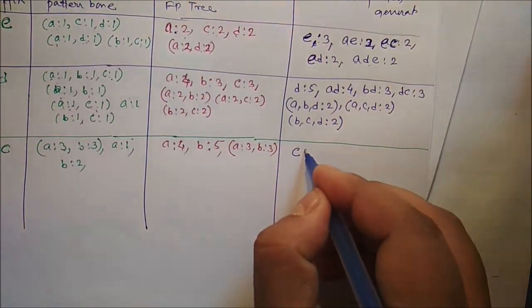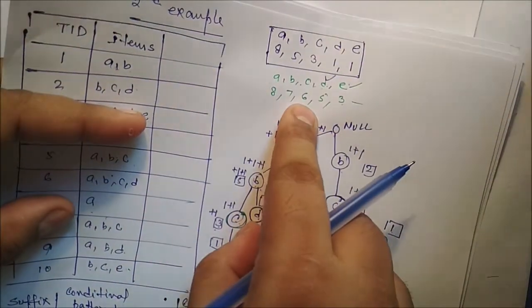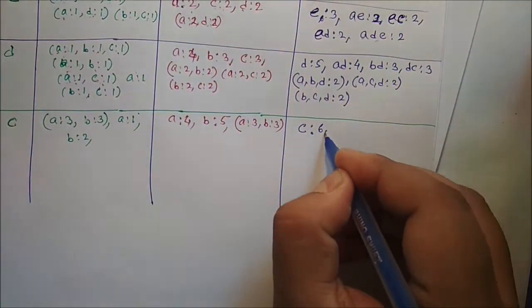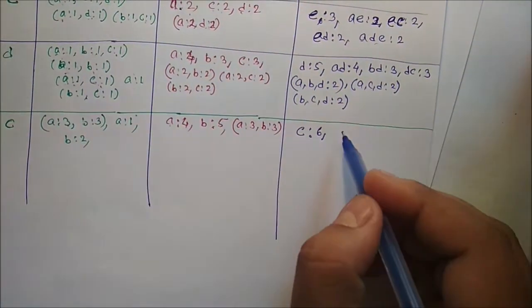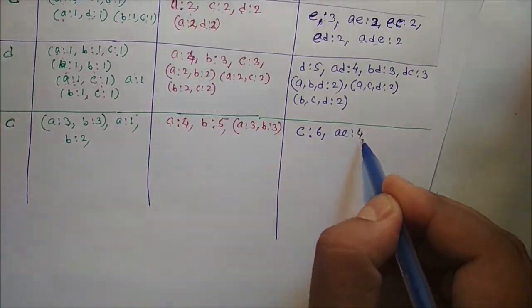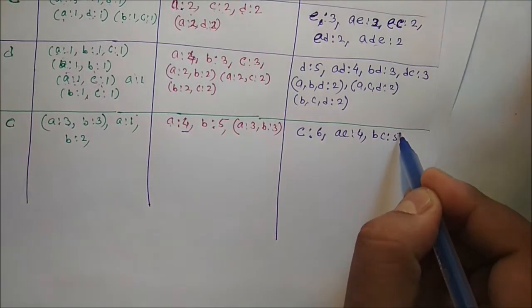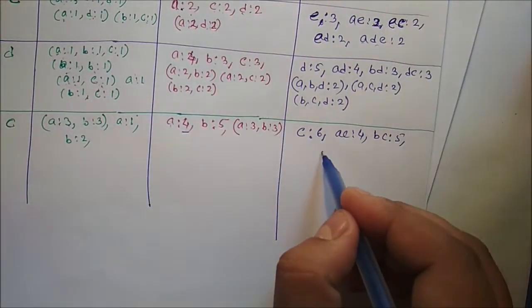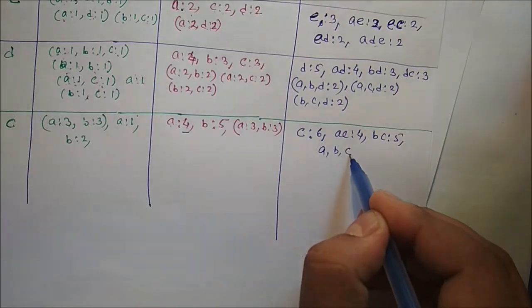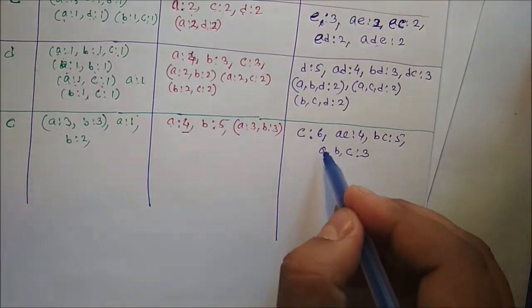So C must be there, and the frequency of the C is what? It is 6. Next pattern is what? AC. AC frequency must be 4. Then BC frequency must be 5, and ABC frequency must be 3.